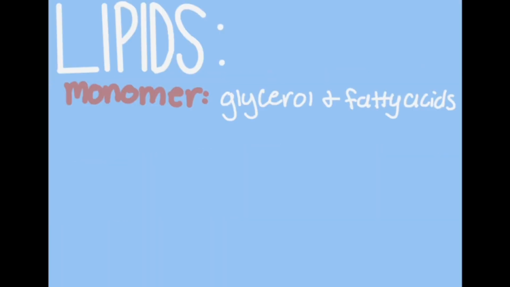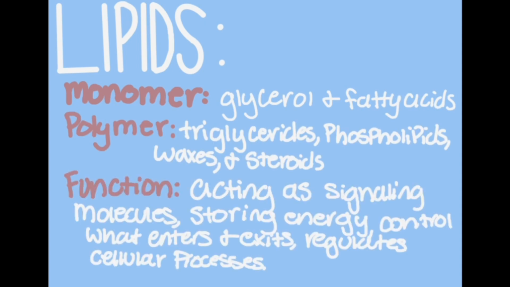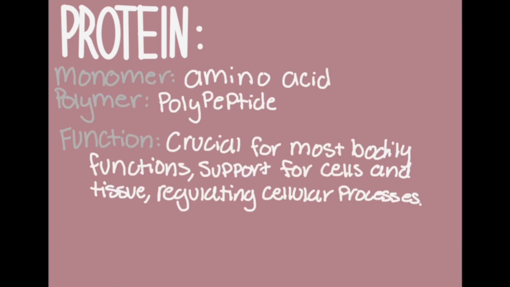Now let's talk about lipids. The monomer of lipids is glycerol and fatty acids. The polymer is phospholipids, and the function is acting as signaling molecules. Now on to proteins. The monomer of proteins is amino acids. The polymer is polypeptide, and it's crucial for most bodily functions. Lastly, nucleic acid. The monomer is a nucleotide. Polymer is DNA and RNA. Nucleic acid is used to store and transfer genetic information.